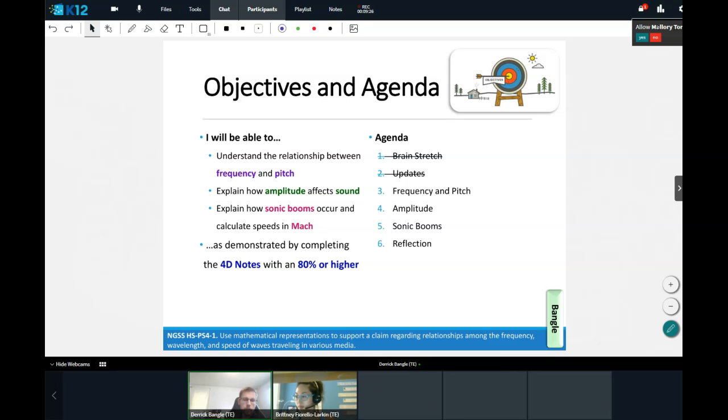Specifically, we will be able to understand the relationship between frequency and pitch, explain how amplitude affects sound, and explain how sonic booms occur and calculate speeds in terms of Mach. So like Mach 10, Mach 8, Mach 9, stuff like that.